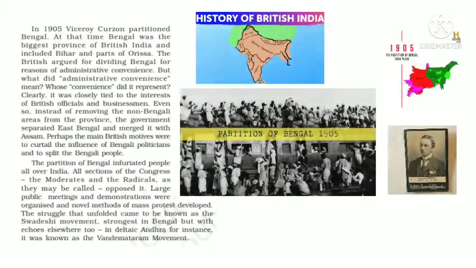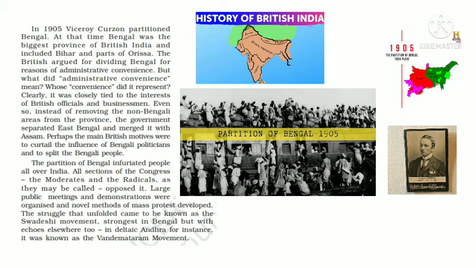Okay. In 1905, Viceroy Curzon partitioned Bengal. We know the partition of Bengal, in which year? In 1905. At that time, Bengal was the biggest province of British India and included Bihar and parts of Orissa. Okay, the British argued for dividing Bengal for reasons of administrative convenience. But what did administrative convenience mean? Whose convenience did it represent? Yes, it was closely tied to the interests of British officials and businessmen.